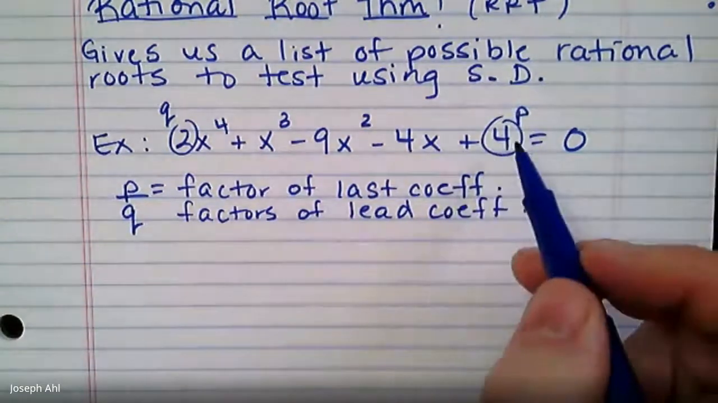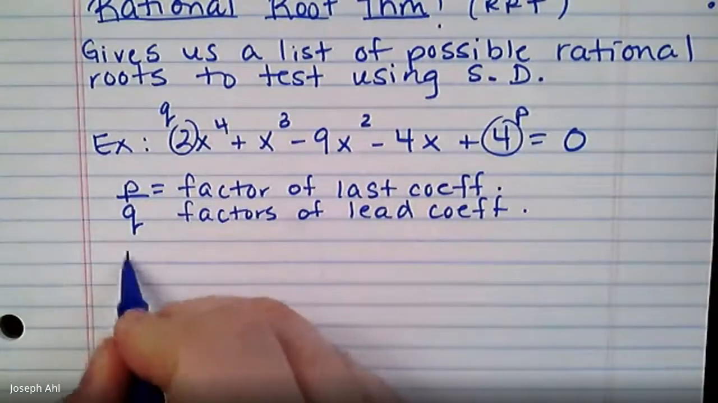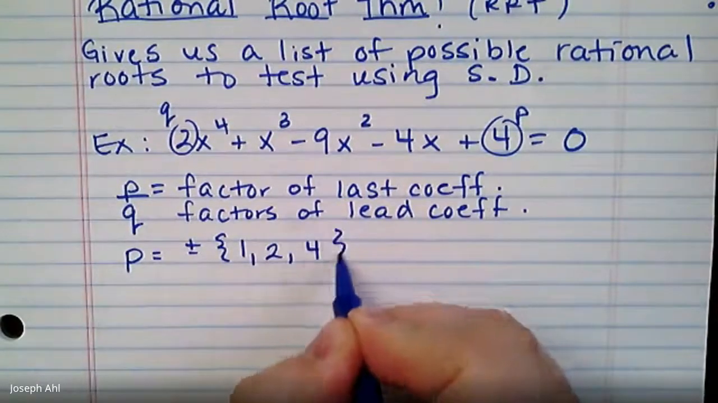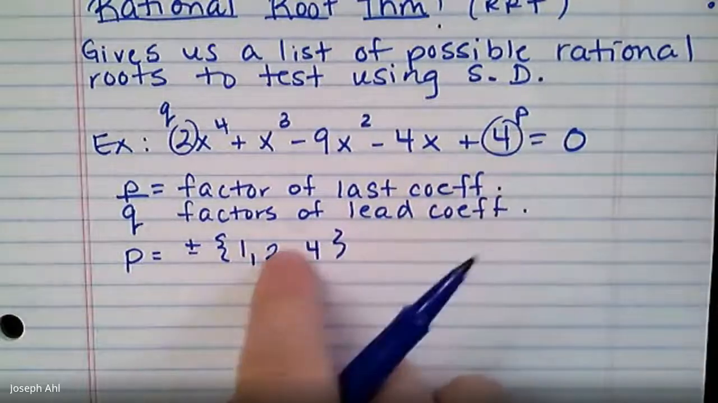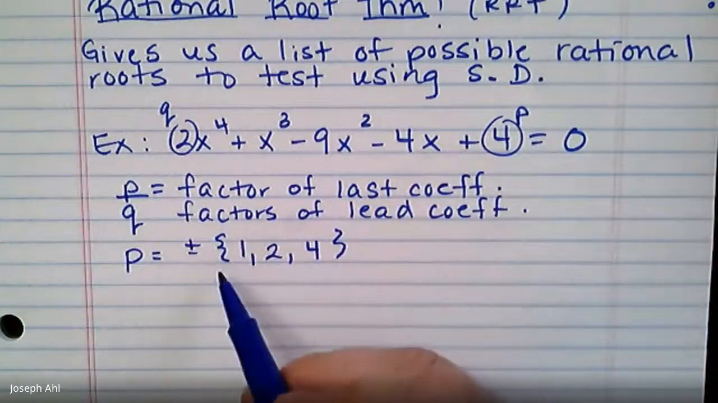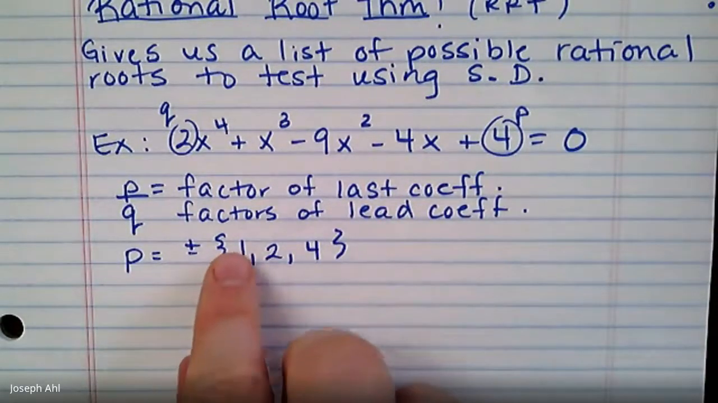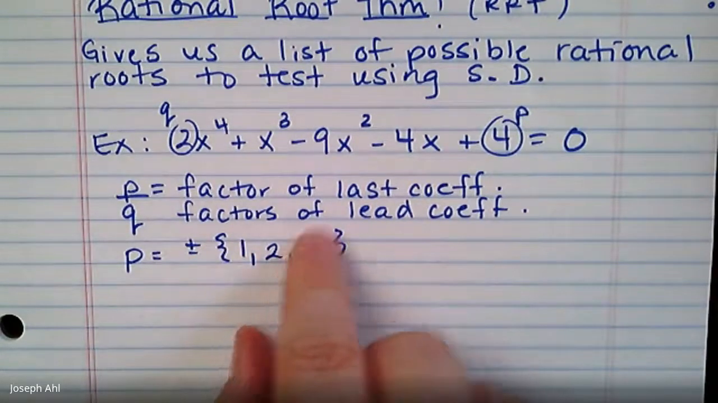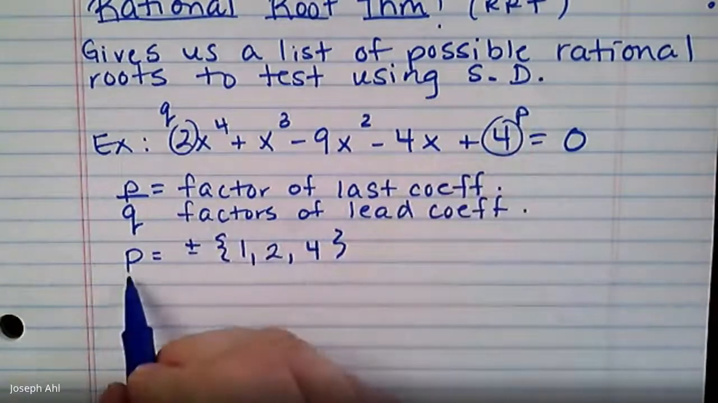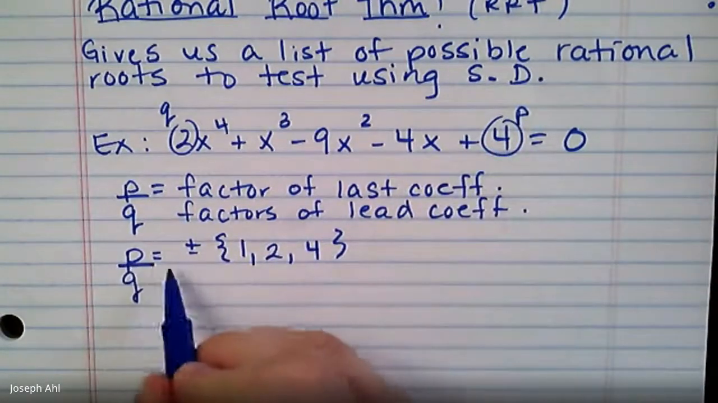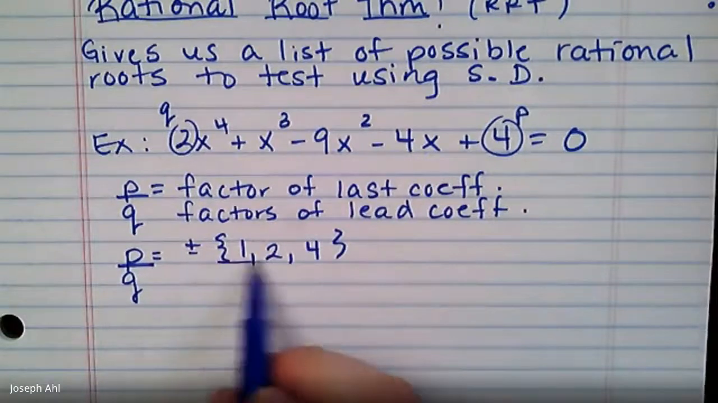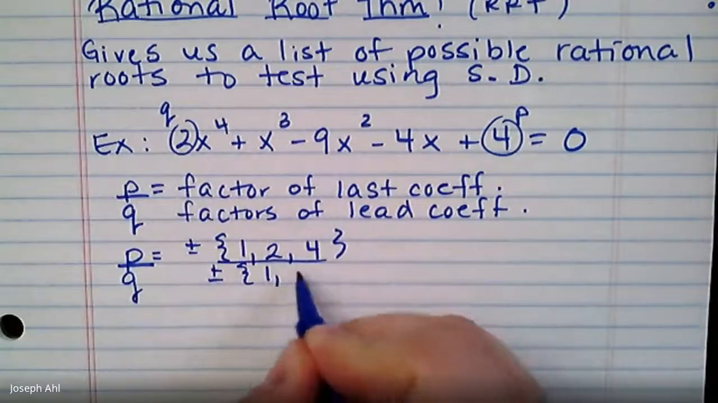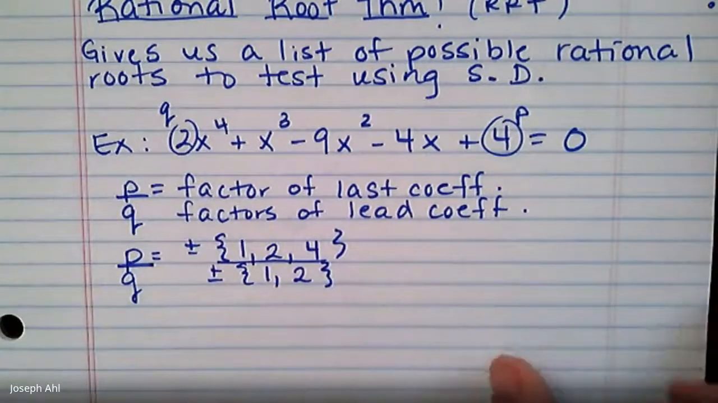So if we're thinking about factors of 4, things that multiply to 4, p in this case is plus or minus 1, 2, and 4. Because 1 times 4 is 4, and so is 2 times 2. Why do I write plus or minus out front? It's because it could be positive 1 times positive 4, or it could be negative 1 times negative 4. That got me this number. So we always will write plus or minus there. I'm going to divide that by q, which are the factors of the lead coefficient, which is 2. Well, luckily the only things that multiply to 2 are 1 and 2.